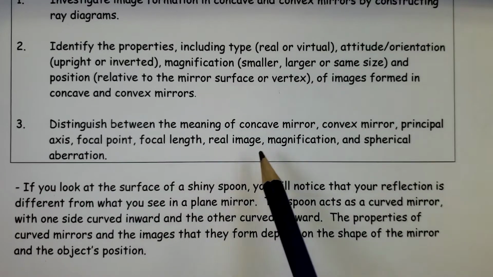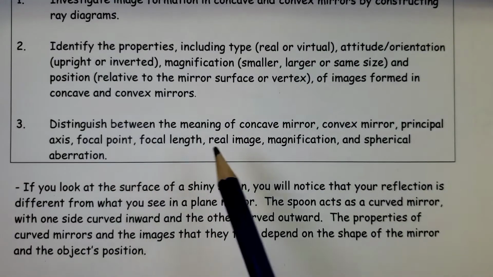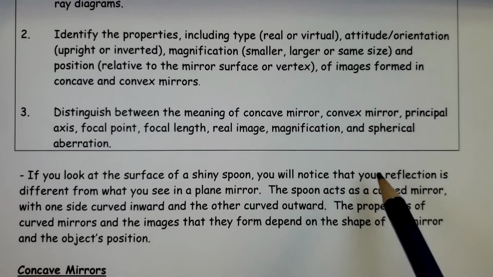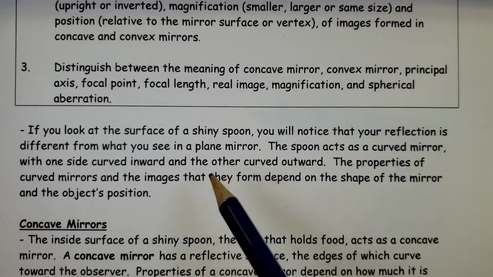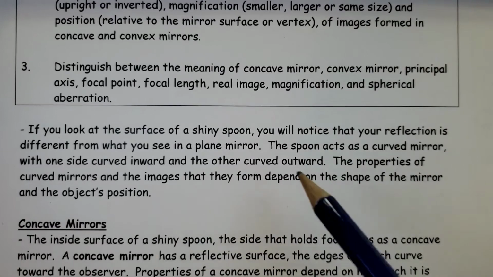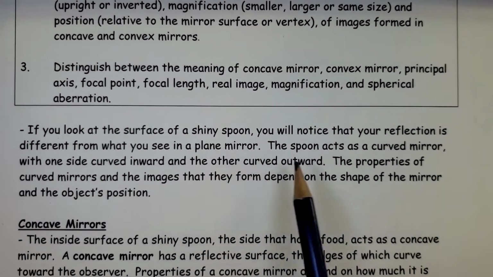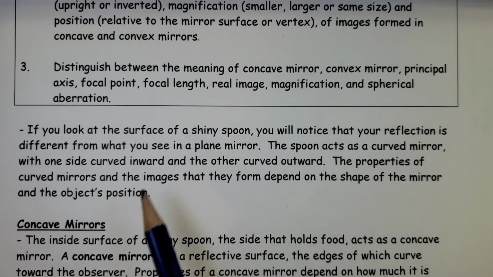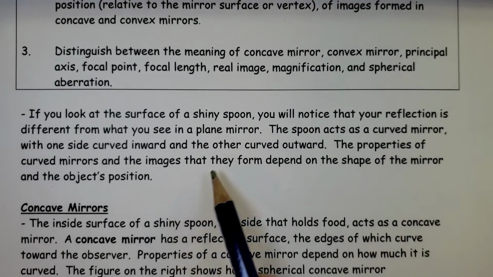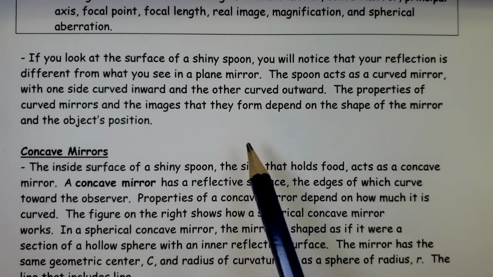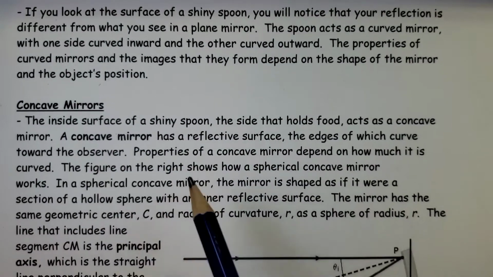And distinguish between the meaning of concave mirror, convex mirror, principal axis, focal length, focal point, real image, magnification, and spherical aberration. So if you look at the surface of a shiny spoon, that actually is a concave or convex mirror. You'll notice that your reflection is different from what you see in a plane mirror. The spoon acts as a curved mirror, with one side curved inward, the other side curved outward. The properties of curved mirrors and the images that they form depend upon the shape of the mirror and also where the object is. So concave mirrors, we'll start with that.